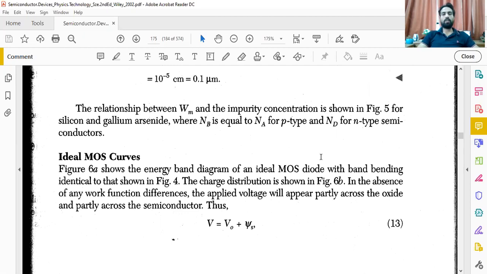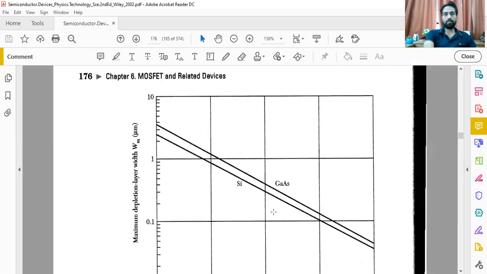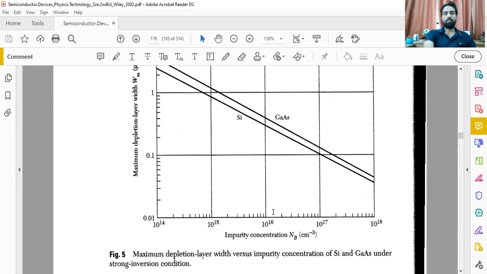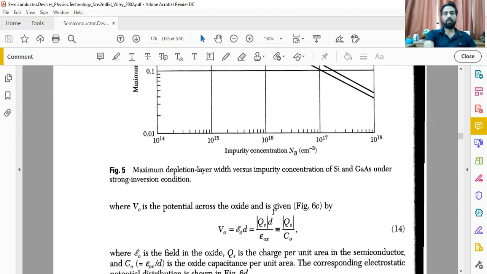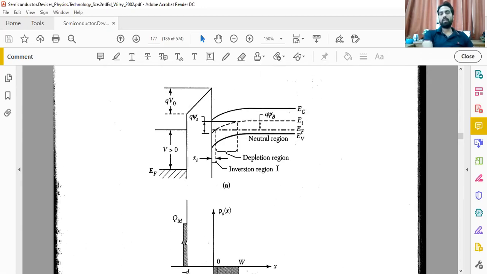So talking up here shows the energy band gap diagram. If we come up here, we see figure 6a is this one. If we go up here and find it out under this situation, taking this kind of a case, it is related with the V greater than 0 condition.